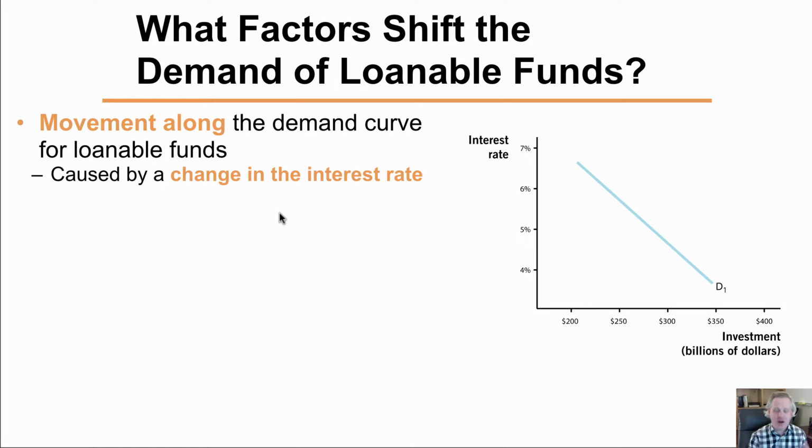Same exact thing here. The interest rate is a price. When the interest rate goes up, quantity demanded goes down. Law of demand, right? When the interest rate goes down, quantity demanded goes up. Law of demand.